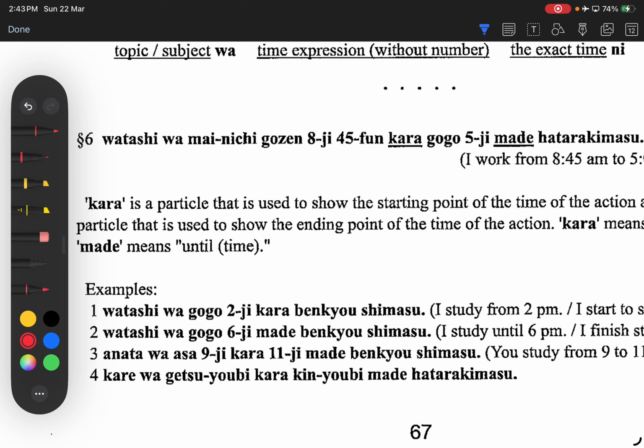Right? So kara and made is also not restricted to only time. We can also use it for example, I'm traveling from Tampines to Jurong East. Right? So Tampines kara Jurong East to made. So we can use it for physical location. We can also use it for example, I'm giving a present from me to you. Right? We can also use it in that sense. Right? So we haven't learned the word give. We'll learn it in lesson 9. But for now, I'm telling you, we're not restricted to only using it on time.